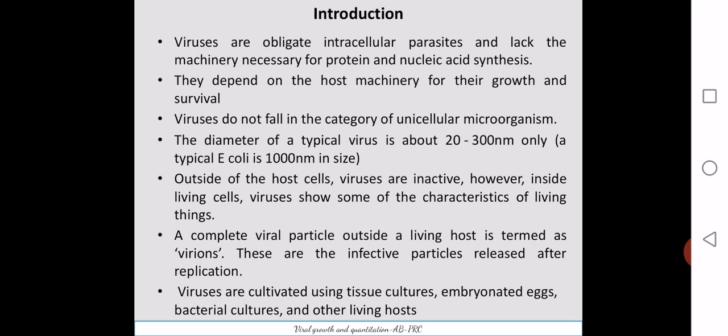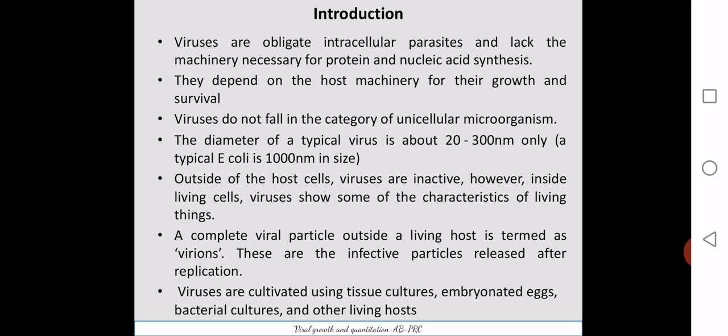So for the cultivation of viruses, since these are obligate intracellular parasites, we cannot do this cultivation simply like in the case of bacteria, where the cultivation is easy. We can provide a nutrient medium. But in the case of viral cultivation, we need to provide a living cell as the substrate. So the cultivation usually occurs either in tissue culture or in embryonated egg, or it could also be done in a living host. These are the basic methods used for cultivation.